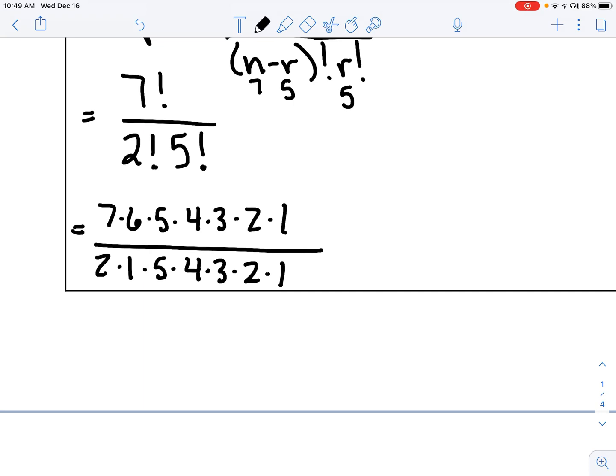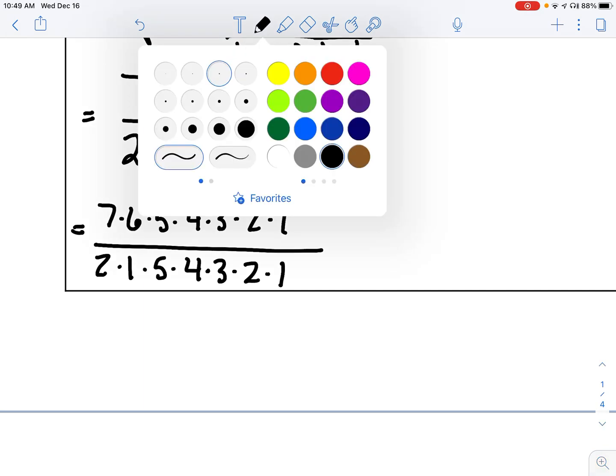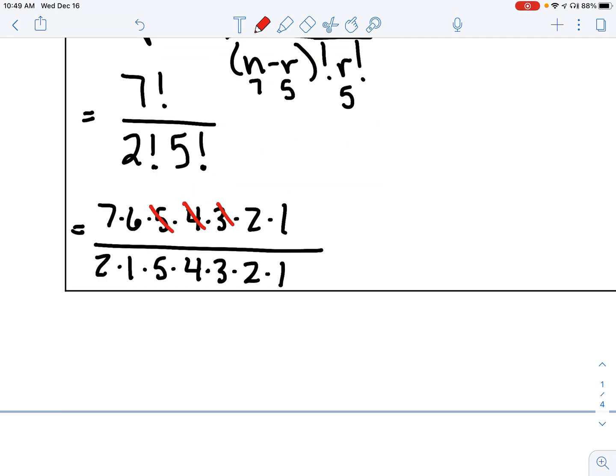Maybe some of you remember that rule: if you have 5, 4, 3, 2, 1 on the top and 5, 4, 3, 2, 1 on the bottom, they cancel. And you can say, oh, that's just going to be 42 over 2, which is just 21.